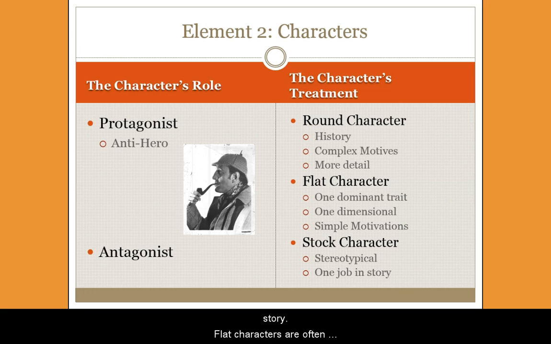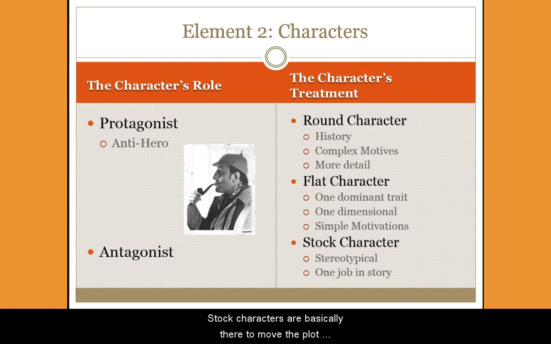Flat characters are often identified by one characteristic or trait. The reader only gets to see one side of them. In a way, they appear to be cardboard cutouts of characters. They can still be important characters in a story, but their motivation is usually easier to understand. Usually, flat characters do not change, or are incapable of change throughout the story.